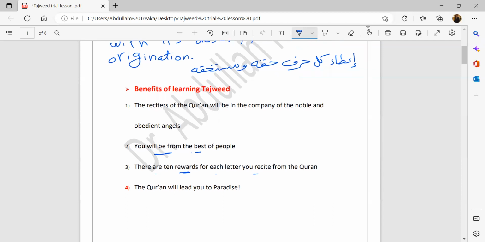The fourth one is that the Quran will lead you to paradise. This is the destination and the main target of any Muslim, to go to paradise. The Quran is an intercessor, a shafi', something given permission to intercede, and it is rightfully believed in. Whoever puts it in front of him, it will lead him to paradise, and whoever puts the Quran behind him, it will steer him to the hellfire. So the Quran is your route to paradise. So these are the four main benefits of learning Tajweed.